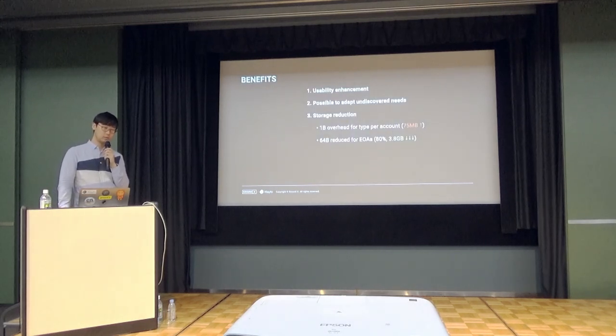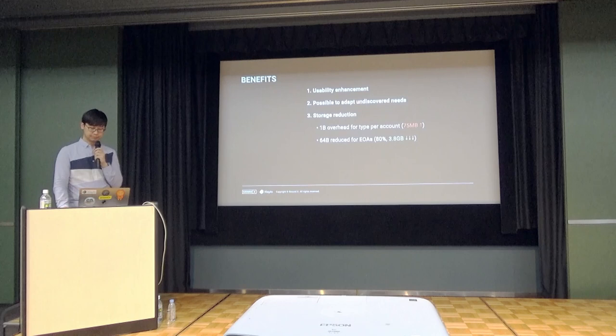The first one is usability enhancement, which means we provide change of private key, multi-sig mechanism, and low-risk key, so there are many more usability enhancements. And due to the type information, we can pass through to other undiscovered needs. So if we require more types or functions in the future, we can easily implement those kinds of types without incurring a severe hard fork. And we also get storage reduction.